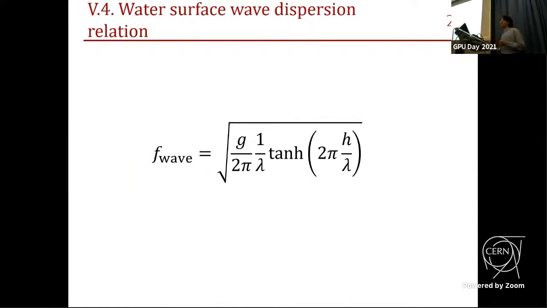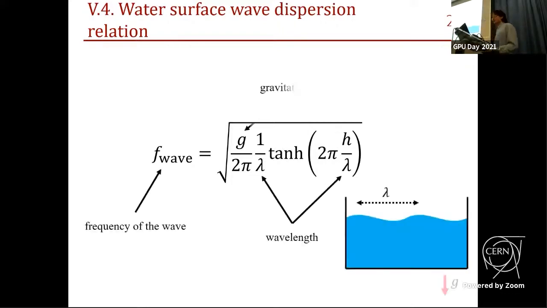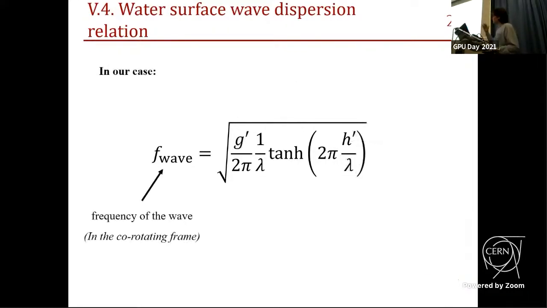Water surface waves are waves that can exist, for example, in a pond or a bathtub. And this equation gives a correlation between the frequency, the wavelength, the gravitational acceleration, and the water depth. And what we did was modify this and try it out for our polygon vortices. Here is the modified version, where we have the frequency of the wave in the co-rotating frame, which is quite interesting, as these polygons do not rotate with the same frequency as the plate near the bottom is rotated.